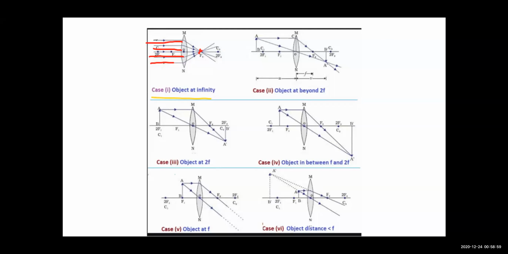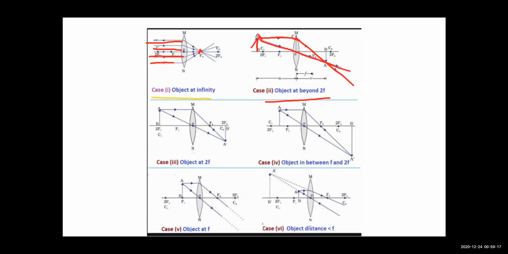Next, position of the object. Now we are bringing the object near. We are bringing the object beyond 2F. So here we are going to draw two incident rays. One ray is parallel to the principal axis. So after refraction, it will pass through the focus. The second ray we are drawing from the top of the object, that is from A, through the optical center.